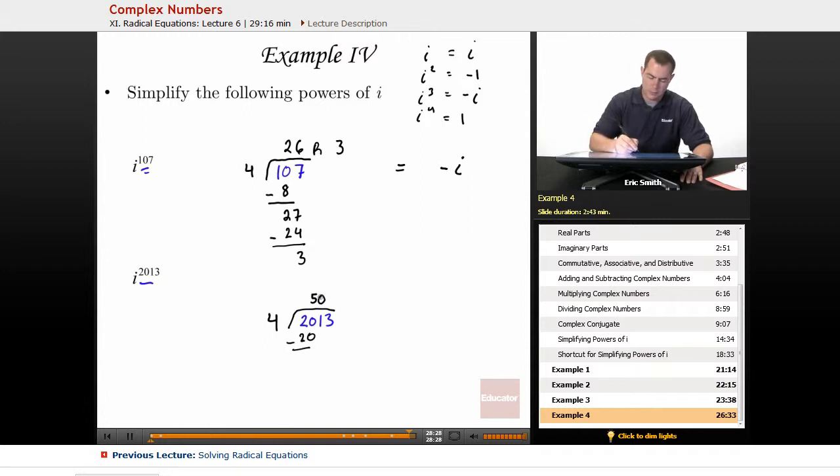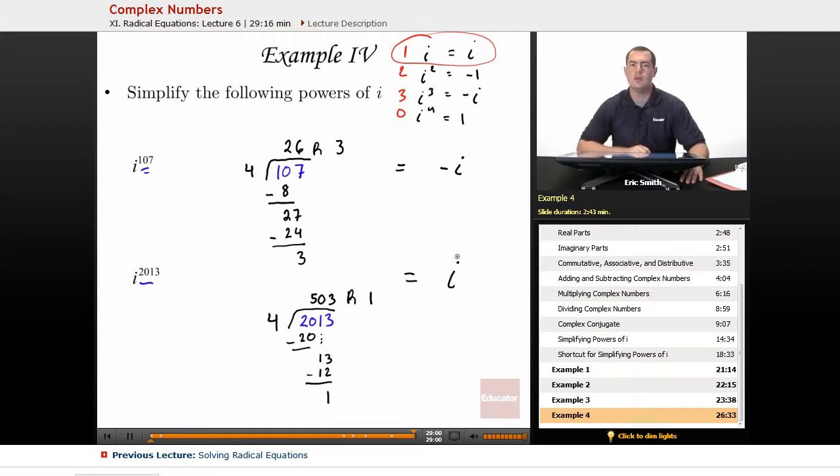Let's put in our 0 placeholder over the 1, then bring down the 13. So 4 goes into 13 3 times, and we'll get 12. So this one shows that my remainder is 1. So what does this entire thing simplify down to? So if I get a remainder of, say, 1, 2, 3, or 0, now I know what it'll simplify down into. It simplifies down into just an i.